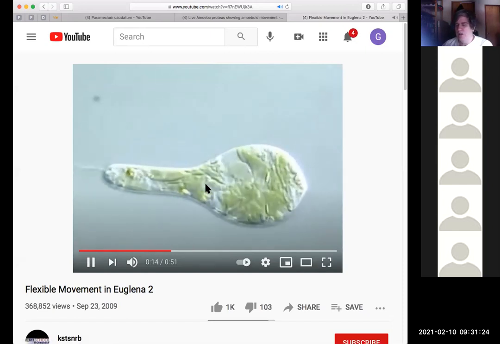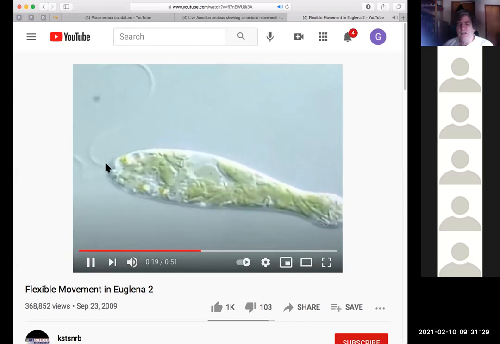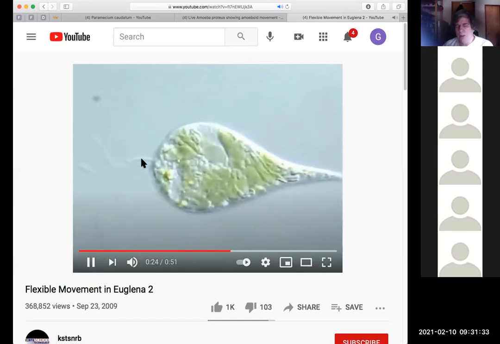So here's euglena. You can see the body getting shorter and thicker and then lengthening. Over here, you may be able to tell there are actually two flagella on a euglena.